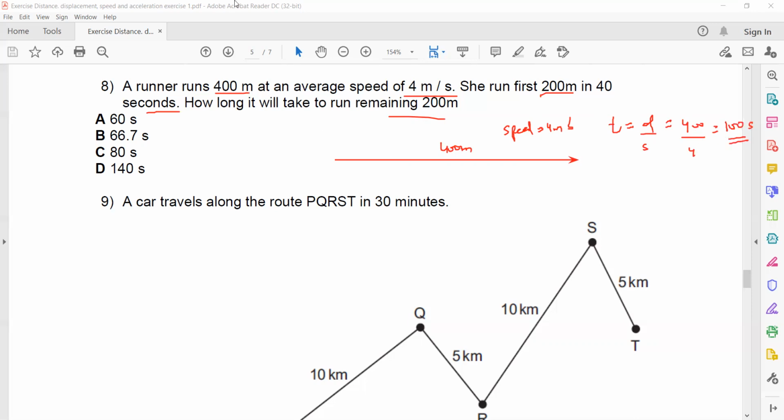And for the first 200 meters, the runner took 40 seconds. How much time will the runner take to complete the remaining 200 meters? The total time to complete the race is 100 seconds and the first 200 meters took 40 seconds, so the remaining is only 60 seconds. That is why A is the right answer.